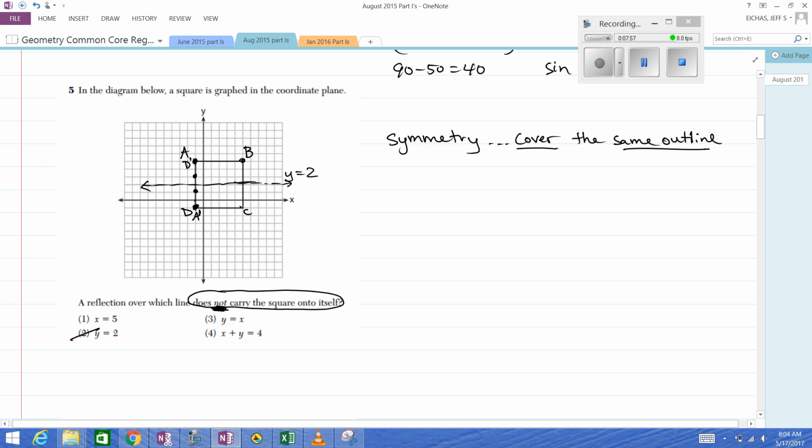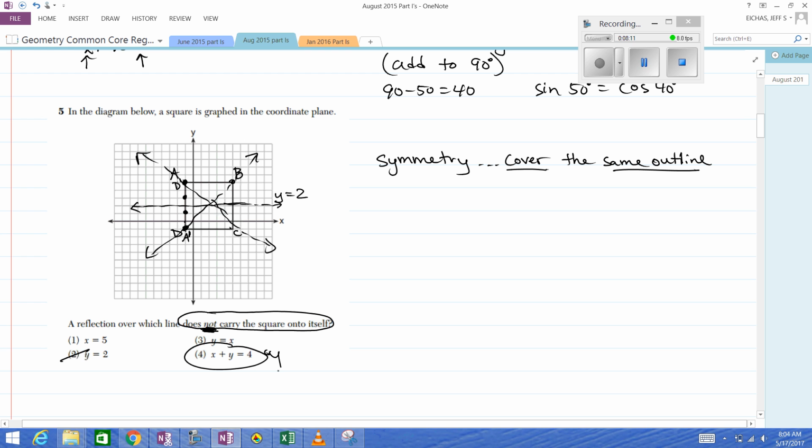Okay, y equals x is this line. Now with a square, the figure is symmetric about both diagonals. This line right here, that's the line. If you convert that, that's y equals negative x plus 4. And you can see that's 4 right there, and that's going down 1 over 1. So this is x plus y equals 4. This one's y equals x. So we're basically eliminating these.